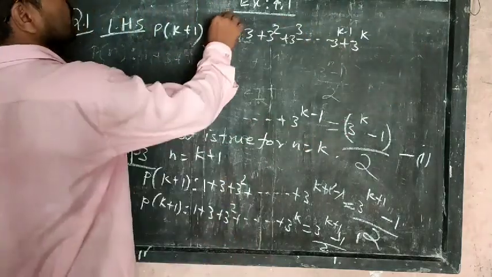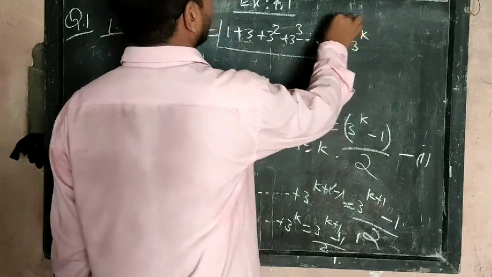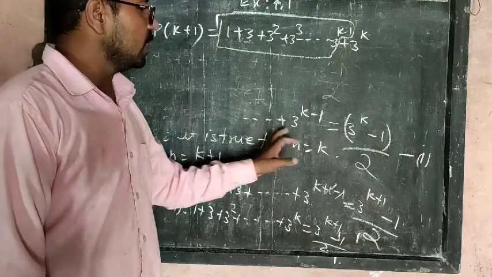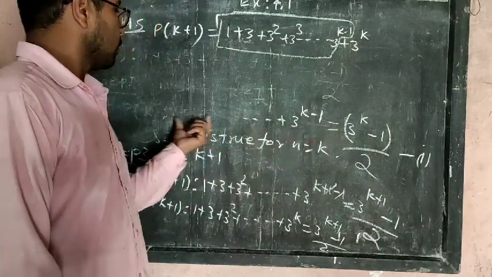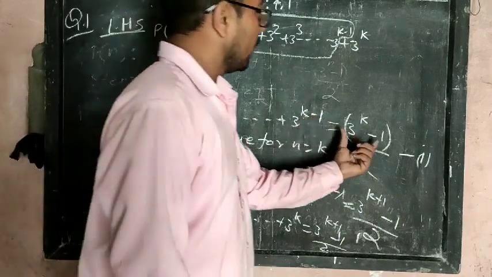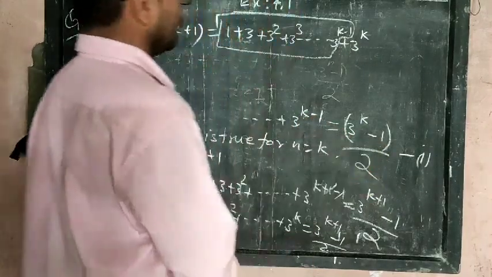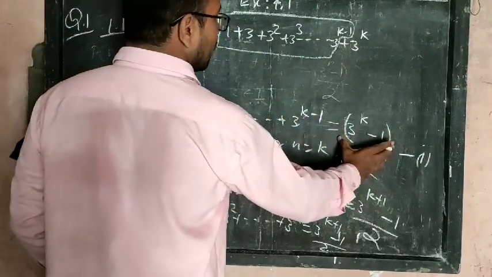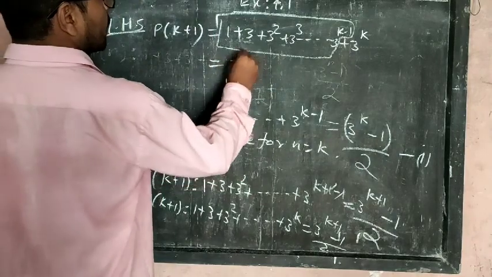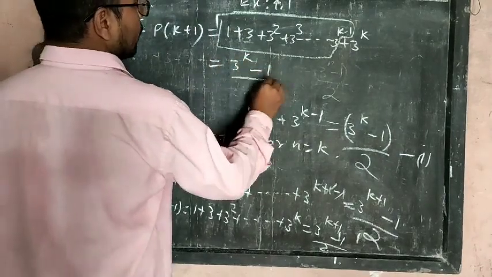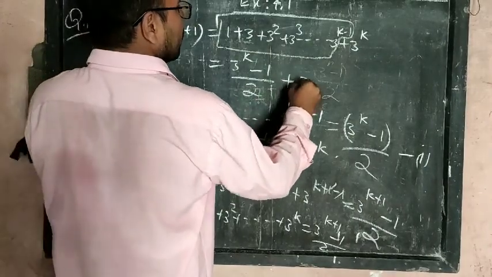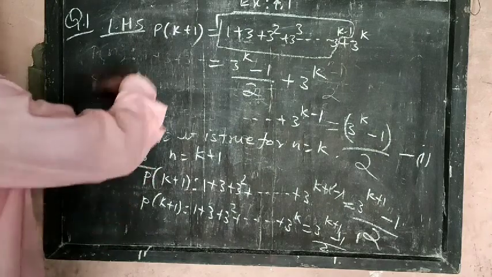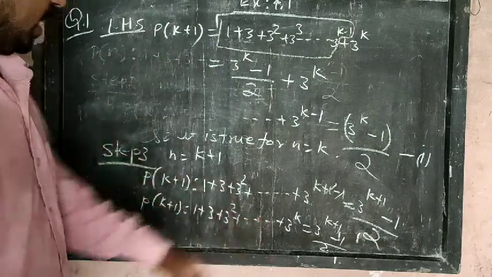So now students, in step number 1 and step number 2, I have written up to here. This one was the LHS, up to the same value k minus 1. What was the value? This much is the value of this part. So putting the value of this part here, we get (3 to the power k minus 1) by 2 plus 3 to the power k. We'll get this much. Now students, we will proceed with this one and prove the RHS side.